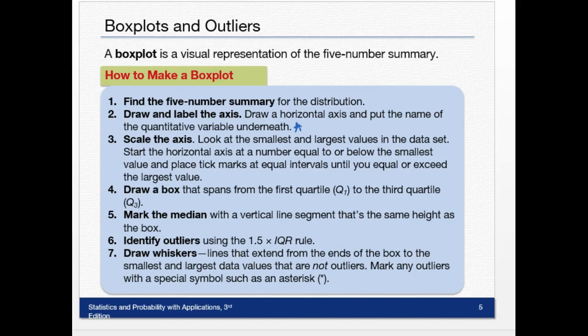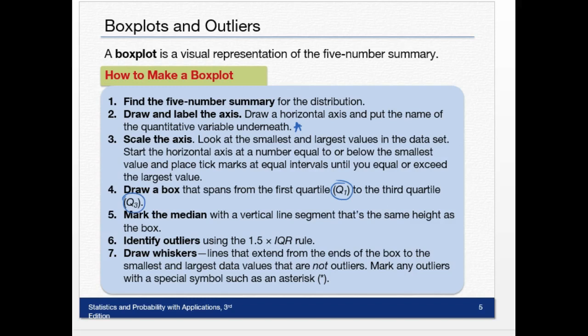Then you're going to draw a box, and it spans from the first quartile to the third quartile. Okay, that's where your box goes. And within the box, you're going to mark the median. It's just a vertical line segment that's the same height as the box. I'll demonstrate here in a minute. Number 6, identify outliers using the 1.5 IQR rule. Okay, we'll practice that in a second.